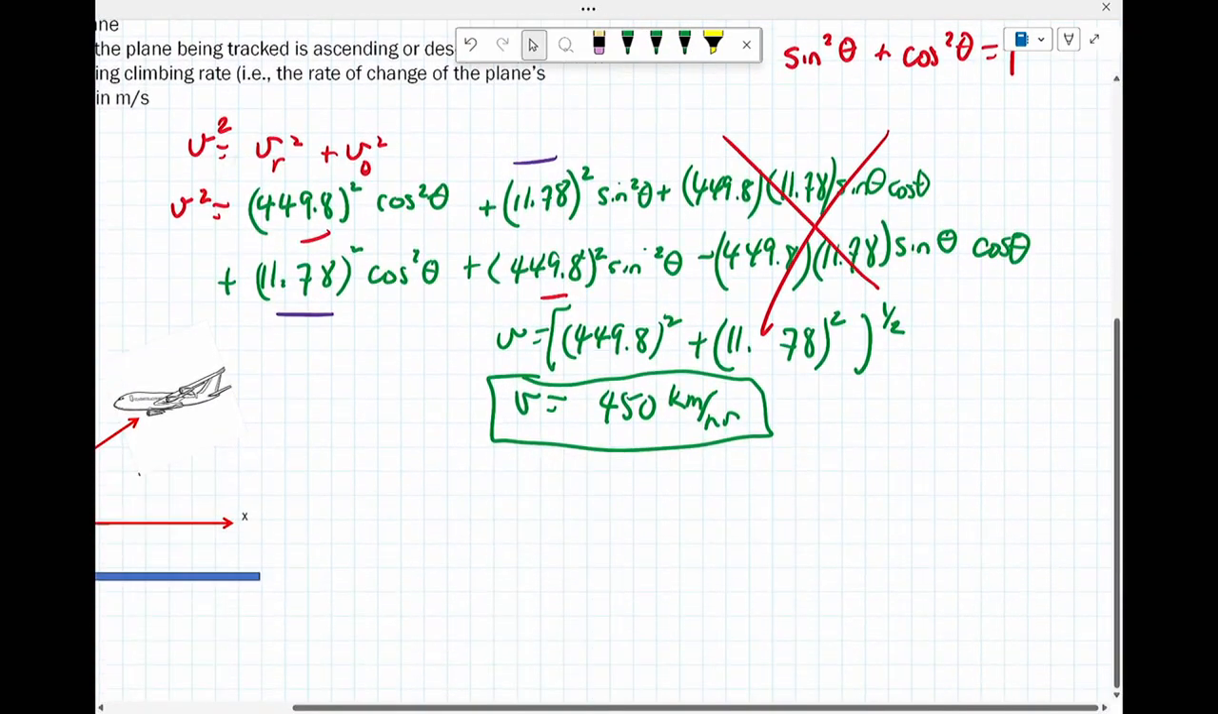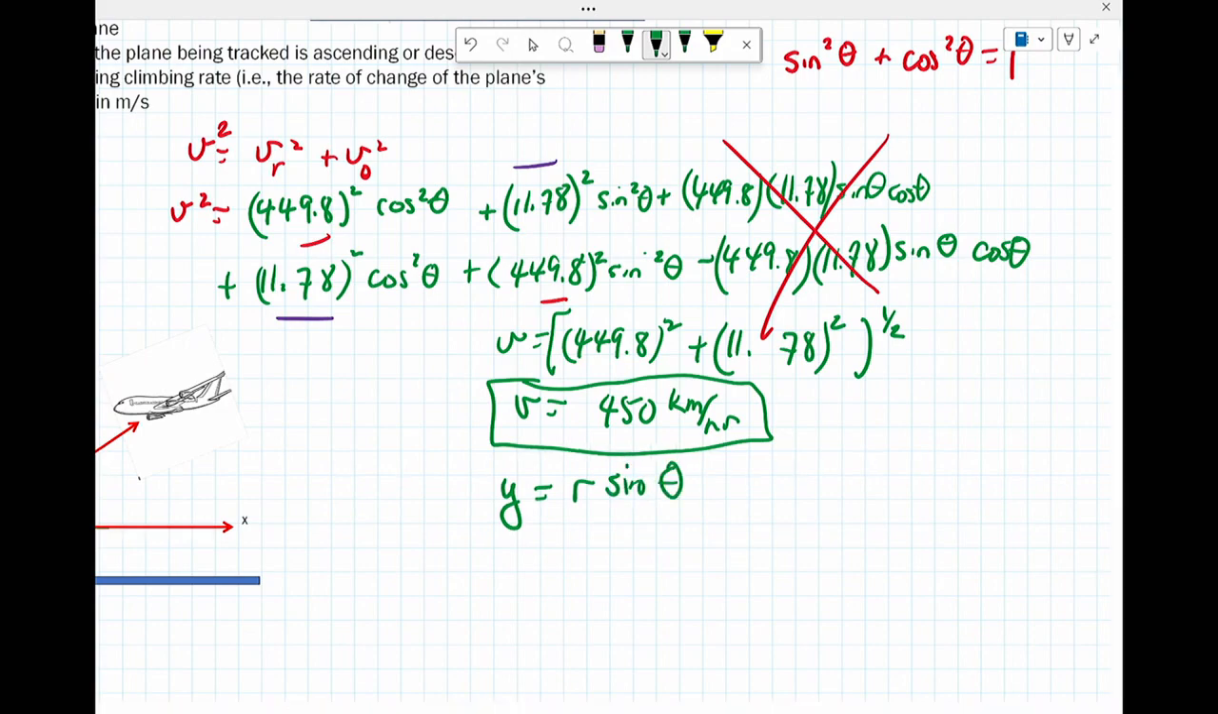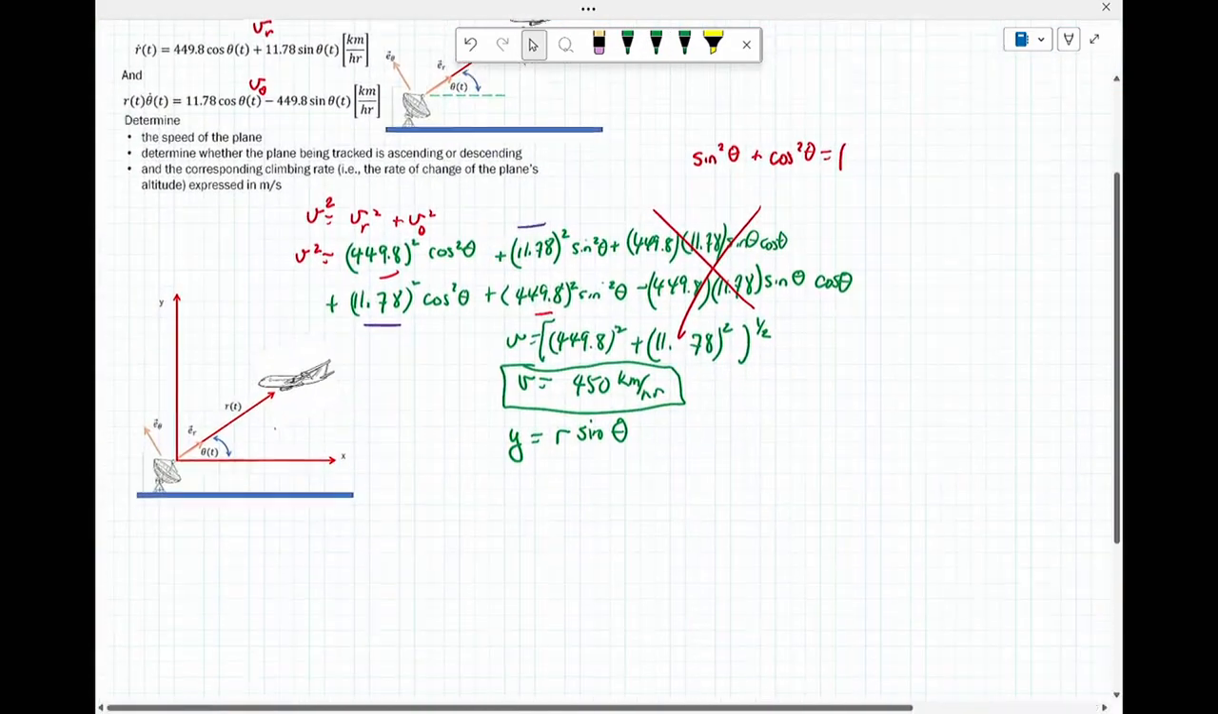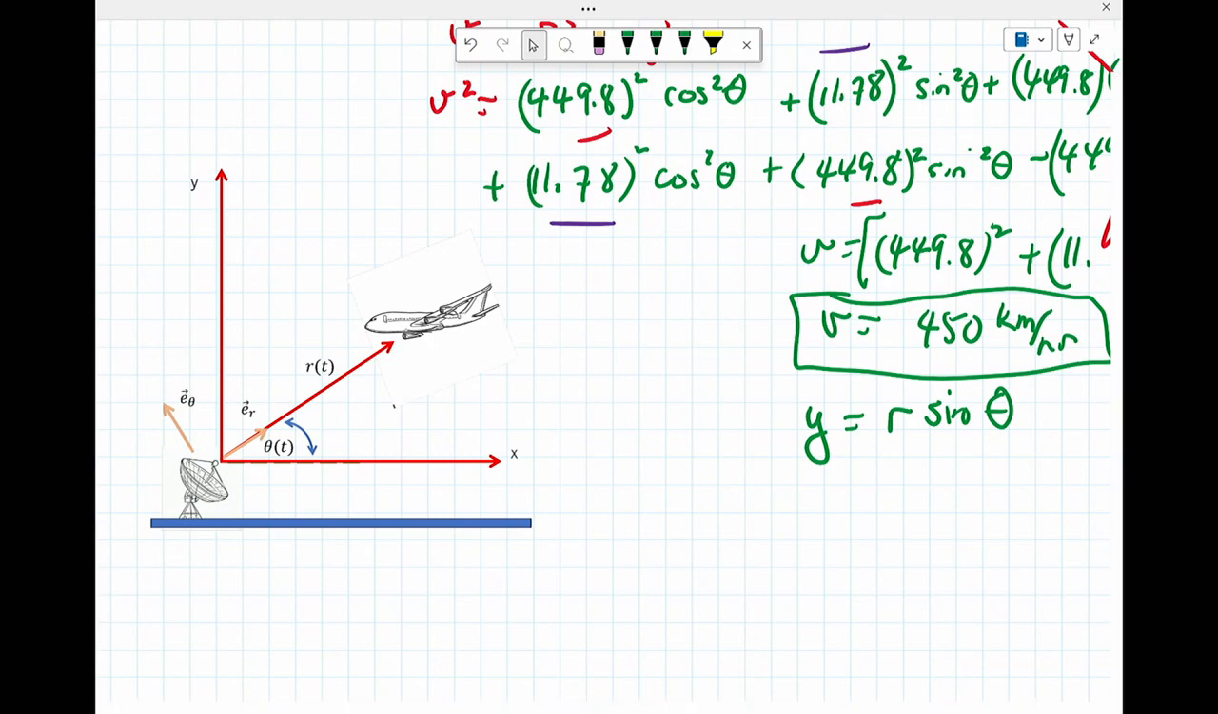Now, y is equal to r sine theta. And I'm doing that by inspection. So I can see I have a theta here. I have r there. That's my y. So I'm just filling in the right triangle. So I get y equals r sine theta.